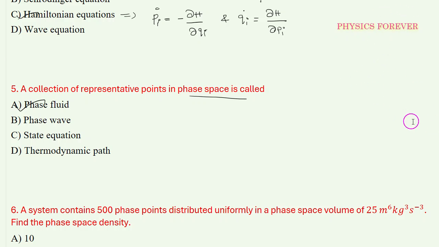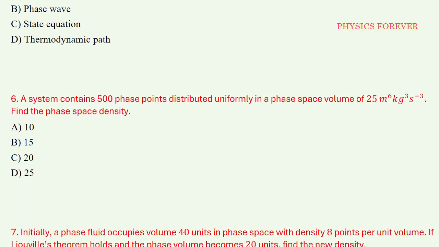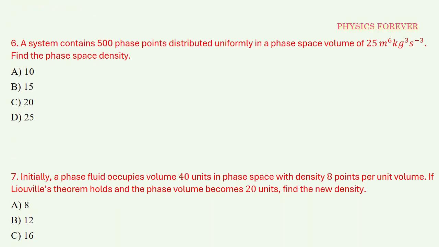Sometimes, in reason and assertion questions, you might get confused. Ordinary space is compressible, but phase space is incompressible because the volume is constant in a phase fluid. That is the reason. Next, a problem: a system of 500 phase points distributed uniformly in a phase space volume is given, then find the phase space density.